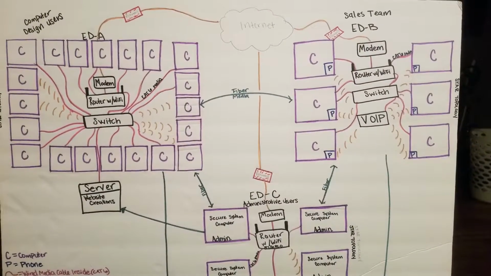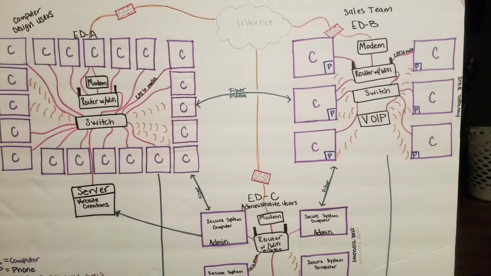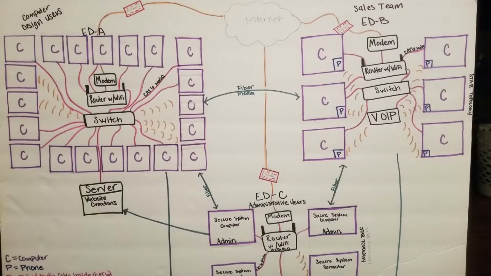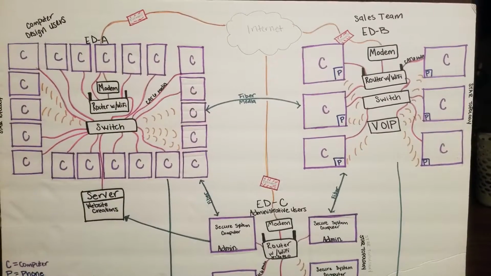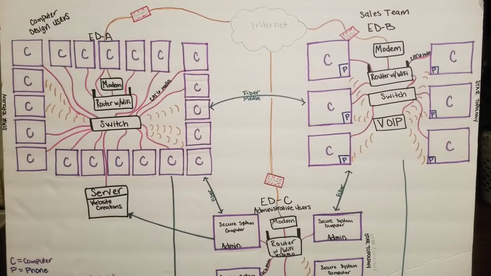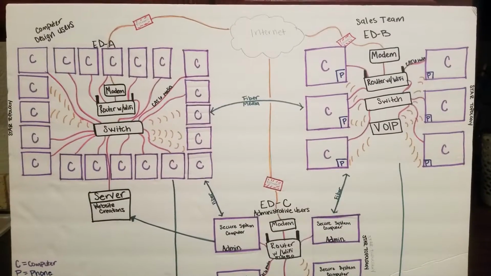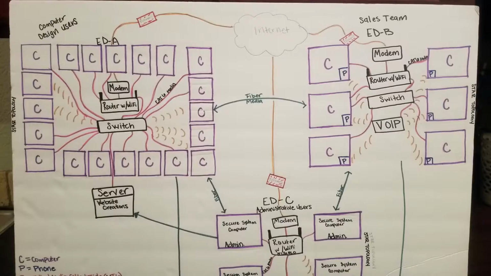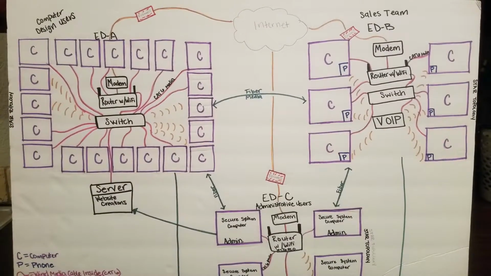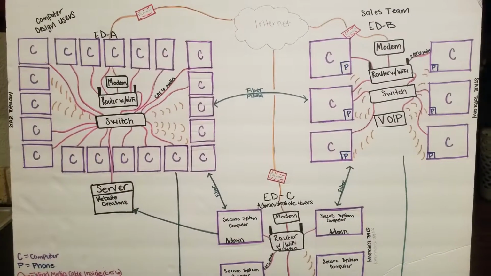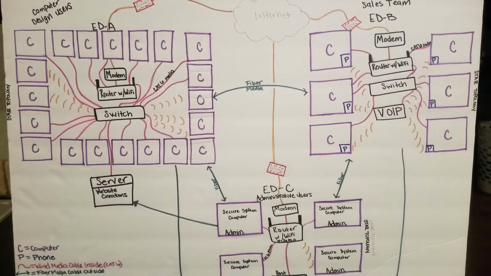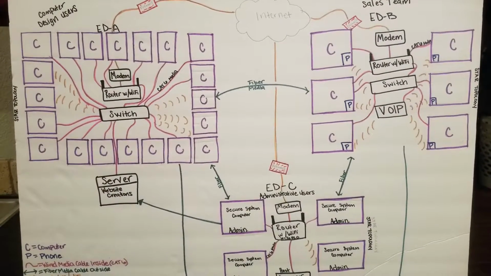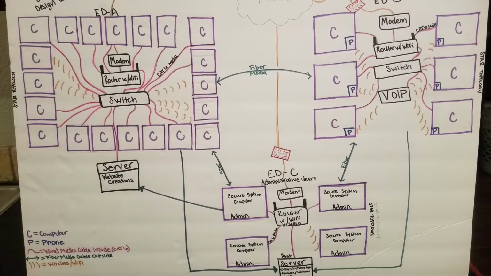Edesign creates websites for clients, and here is a network configuration for their 3 different sites. On the upper left, you will see their site A for Edesign, which consists of their computer design users. There are 20 different users in that particular location. Then over to the right in the top corner is their Edesign site B, which consists of 6 sales team members. Down in the middle bottom is the Edesign site C, which consists of the administrative users.